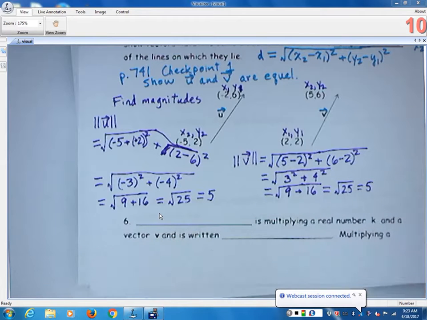So the magnitudes are equal. Now we need to show that the slopes are equal.